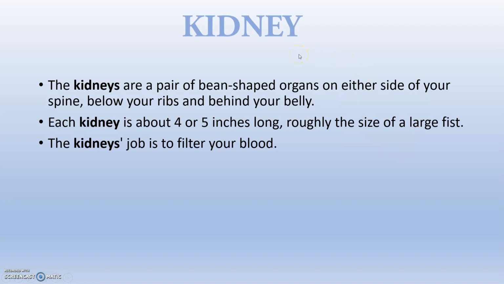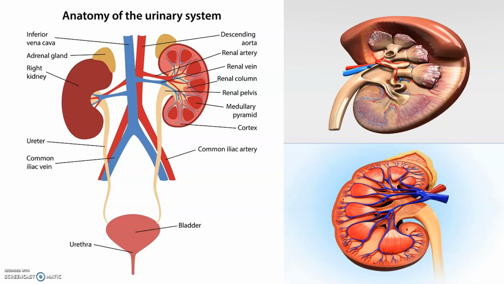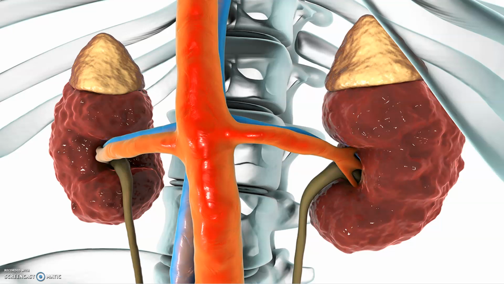So kidney, we are all familiar with the kidney and the functions of kidney and the positions of kidney and the kidney's job. That is, it's the filtration point of your blood. Each kidney is about 4 to 5 inches, that is, it's having the size of a large fist. So this is actually the anatomy of the urinary system. You can see the anatomical point of view. This is actually an Ultra HD picture. I found this picture more relevant, so I have added this.